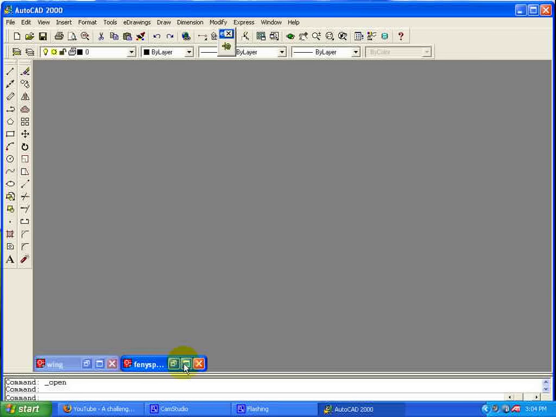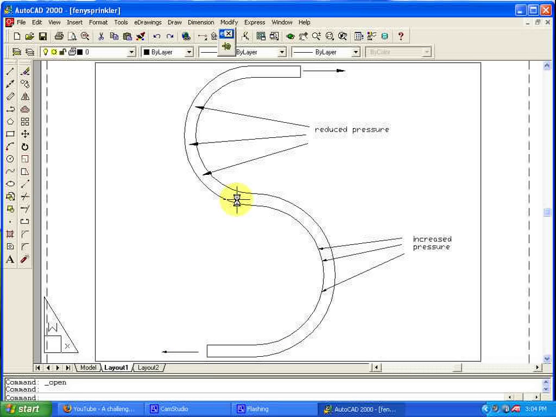And we'll call up the sprinkler here. Now, if you look along the outside edge of the sprinkler, the water will have a greater distance to travel and therefore it will have to move faster, reducing the pressure. Along the inside edge of the sprinkler, the water has a shorter distance to go and should increase the pressure.